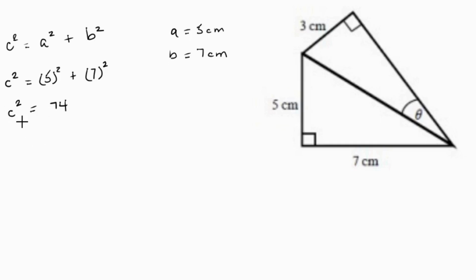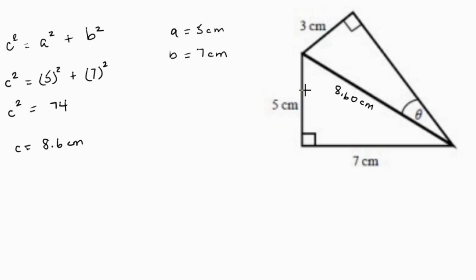When we take the square root of both sides to find C, we find that C is 8.6 cm, or 8.60 if we want to go to 2 decimal places. So now we know that this is 8.60 cm. And quick check, the hypotenuse has to be longer than either of the other sides. So, okay, we're on the right track. So what we want to do now is flip this.